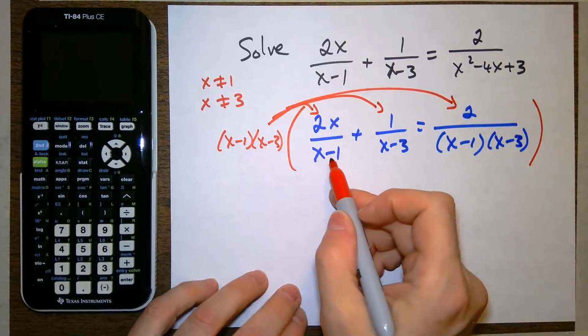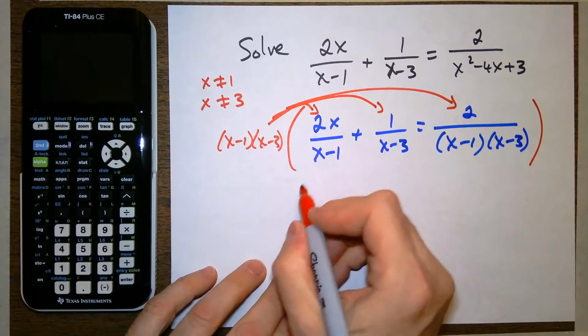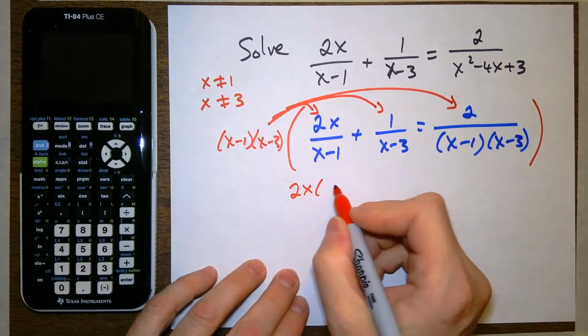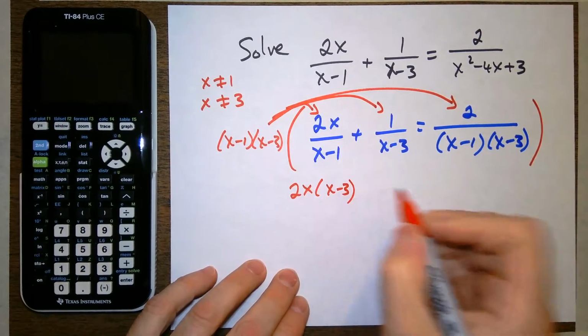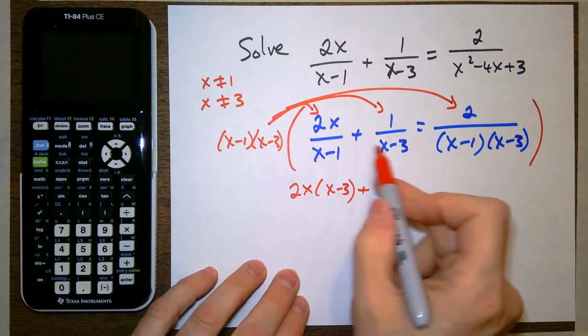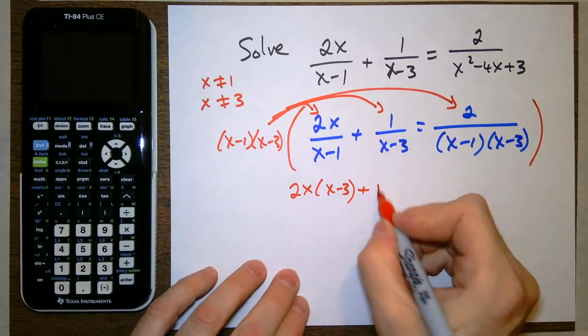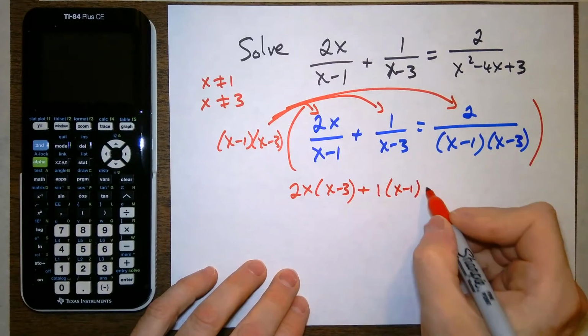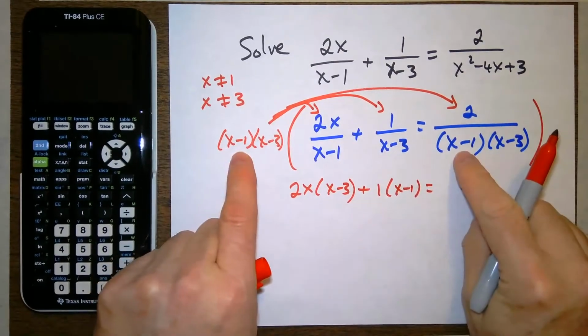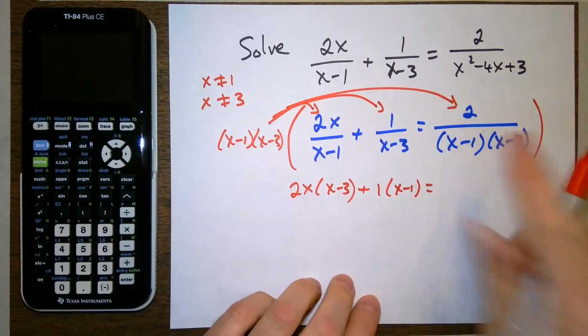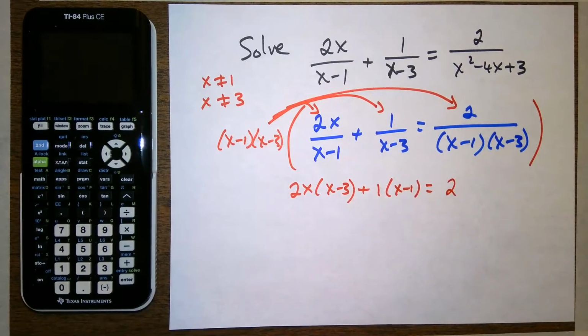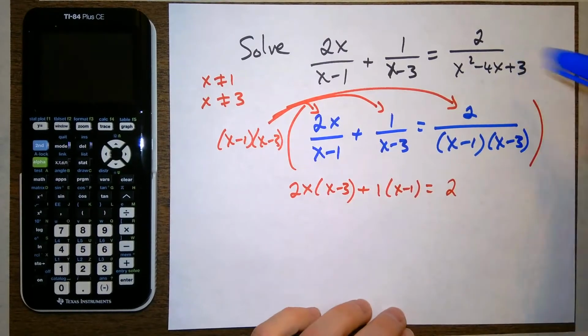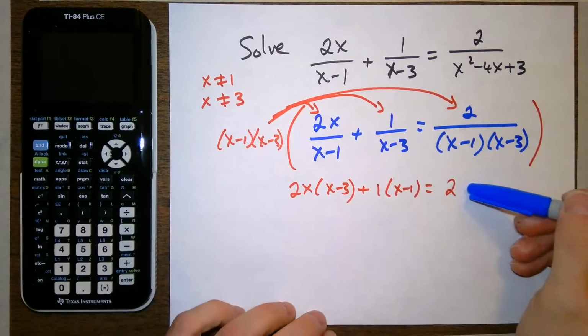When I multiply this times the x minus 1, the x minus 1's cancel, and I'm going to get left with 2x times x minus 3. Plus, the x minus 3's will cancel here, and I'm going to have 1 times x minus 1 equals, the x minus 1's will cancel, and the x minus 3's will cancel over here, and I will have just 2 left over. So now all of a sudden this becomes a very easy equation to solve. Very nice and easy equation. This was tough. This is college algebra level here. This is algebra 2 level.